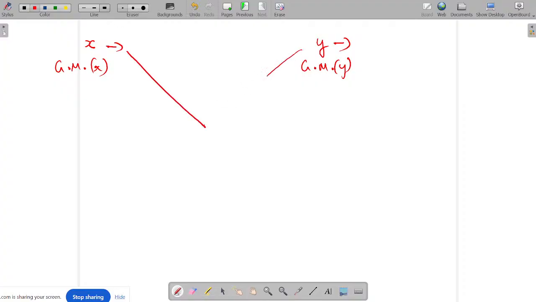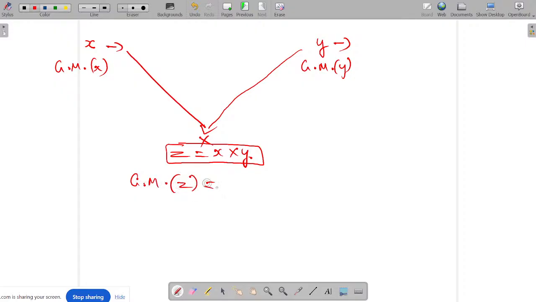Apart from this, I multiply x and y values and denote this as z is equal to x into y. What is the new variable z? I'm taking value of x, value of y and multiplying. If this is the value z, then geometric mean of z can be written as geometric mean of x into geometric mean of y.